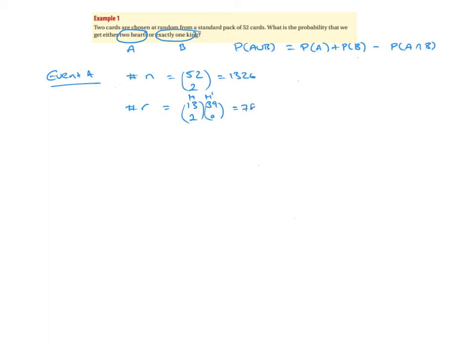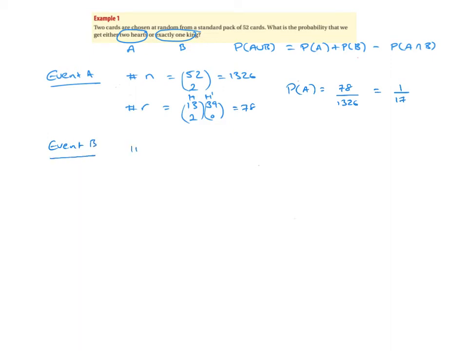That means that the probability of A is equal to 78 over 1326, which I can simplify, stick into your calculator, and it comes out to be 1 over 17. So event A has now been sorted. Let's have a look at event B next.